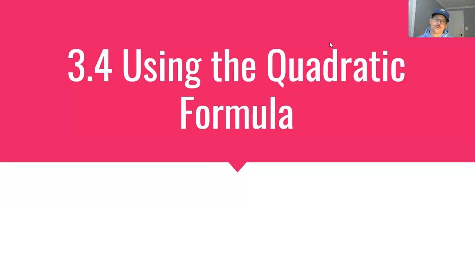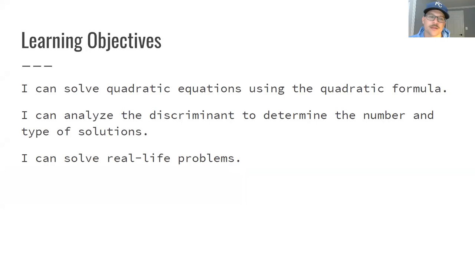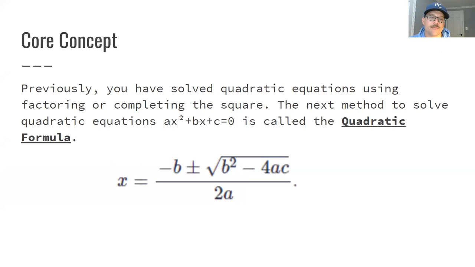All right, next tutorial, Big Ideas for Algebra 2, section 3.4, using the quadratic formula. So we're going to be able to solve quadratic equations, find their zeros, find their roots using the quadratic formula. We're also going to talk about the discriminant, which tells you the number and type of solutions that there are, and then being able to solve these in a real life problem.